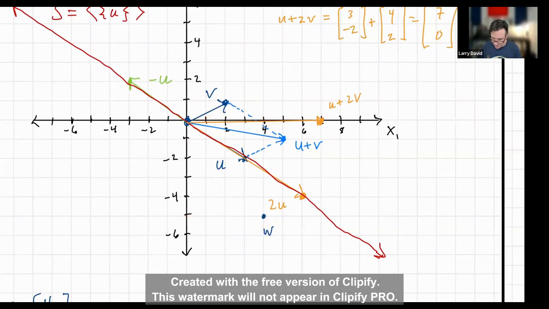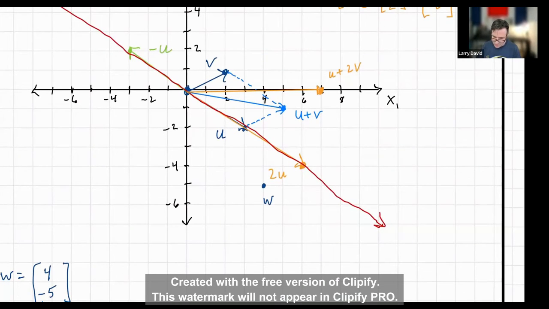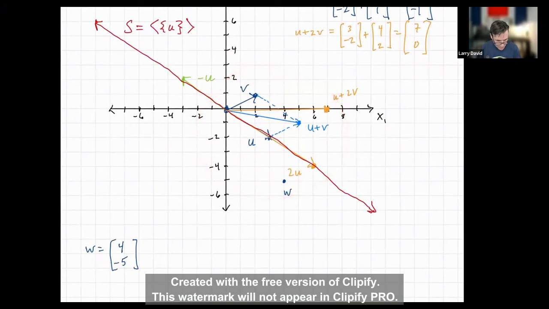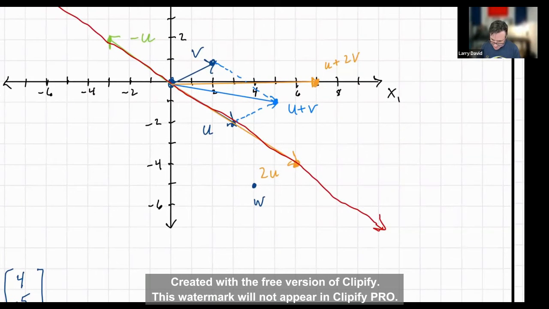But the question now is, can I get here if I can only move in this direction, this way or this way, and then I can move this way or this way? Well, let's see if we can figure that out. That's kind of a challenging thing to do just by looking at a picture. If you look at it long enough, you might be able to figure out that, well, here's 2u, I already have that, right?